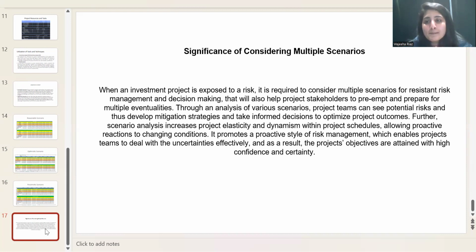So this is my MPR approach that I have used in project management.